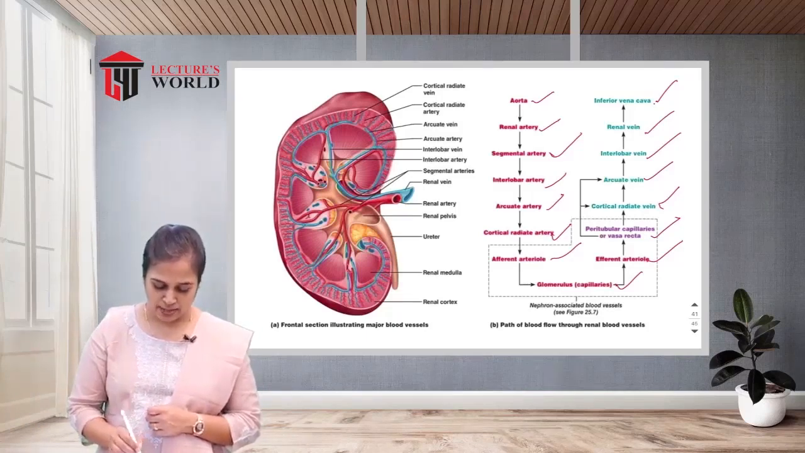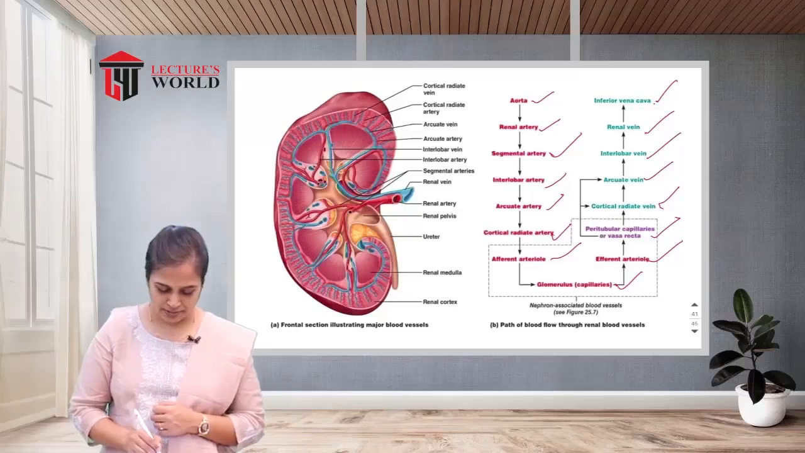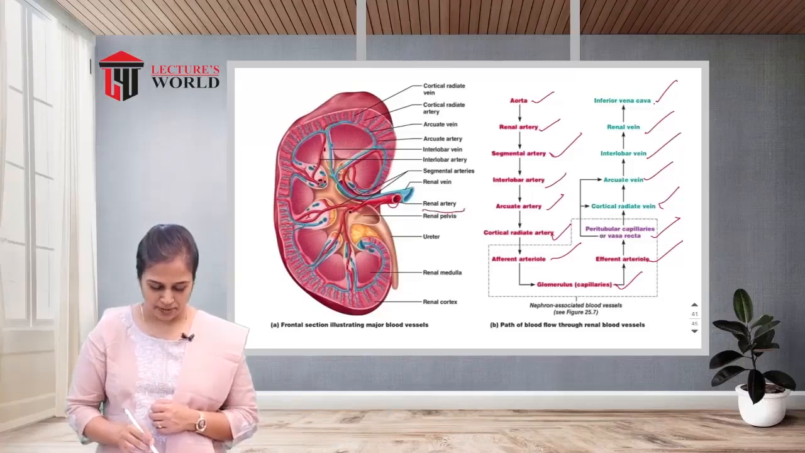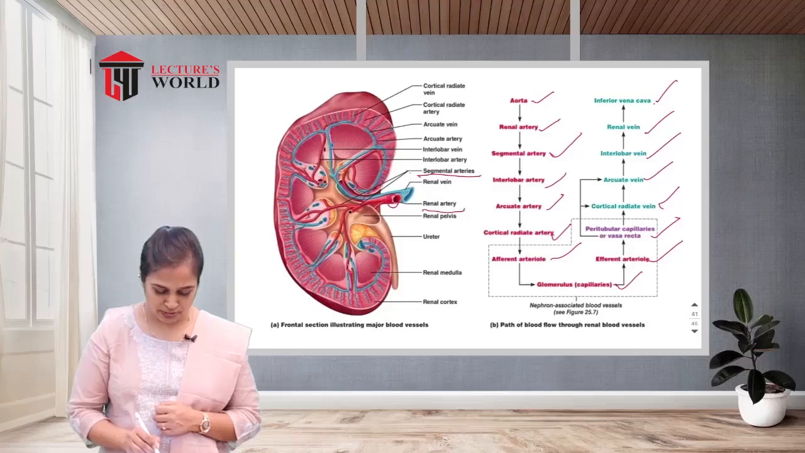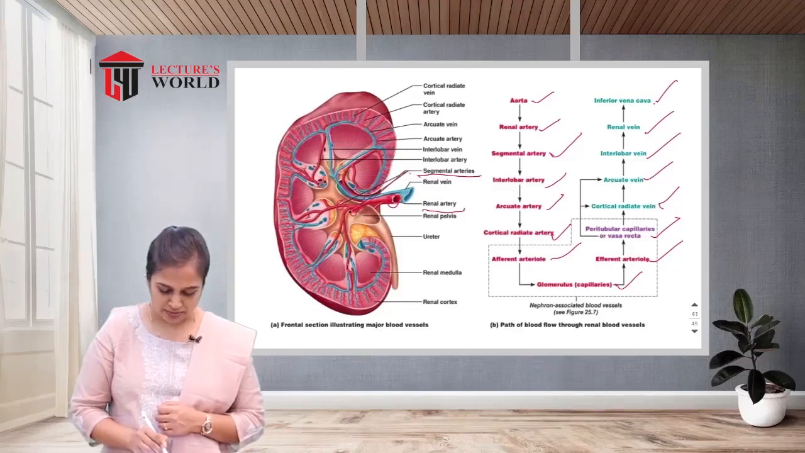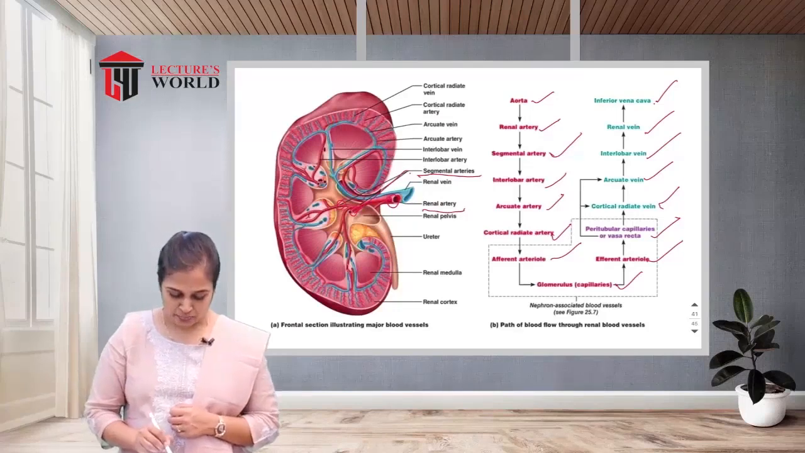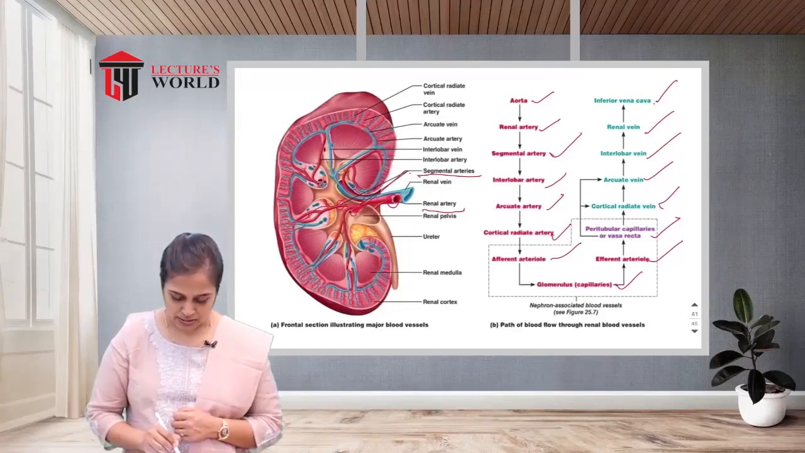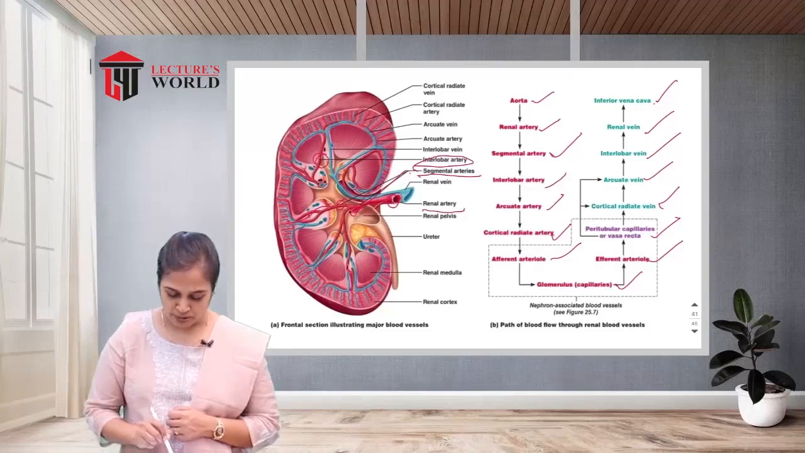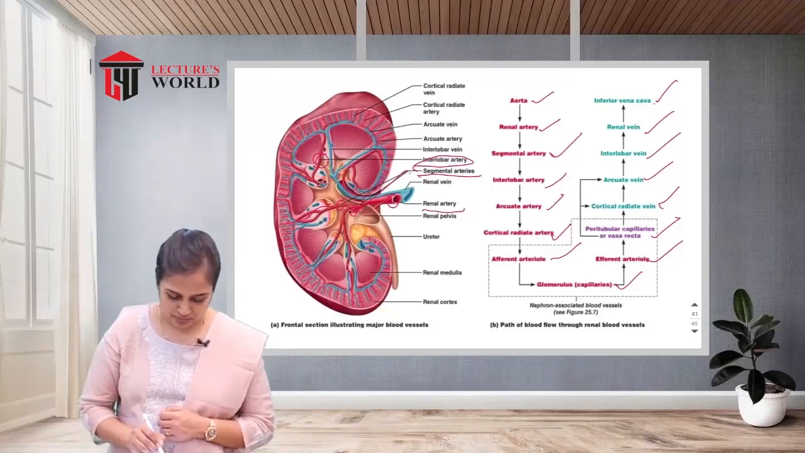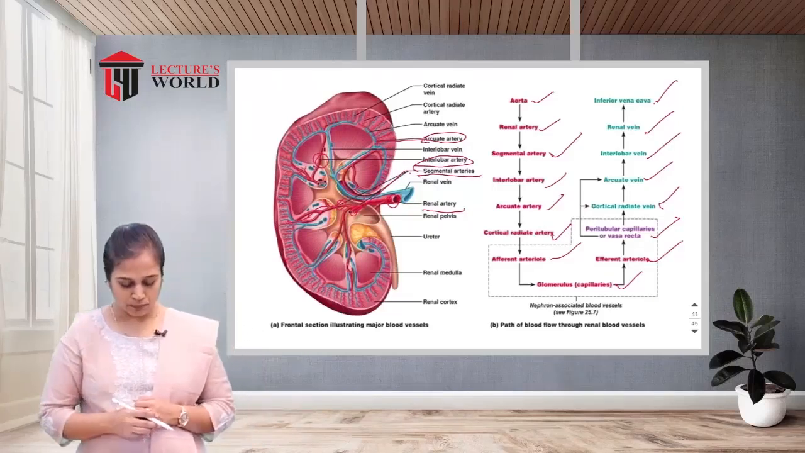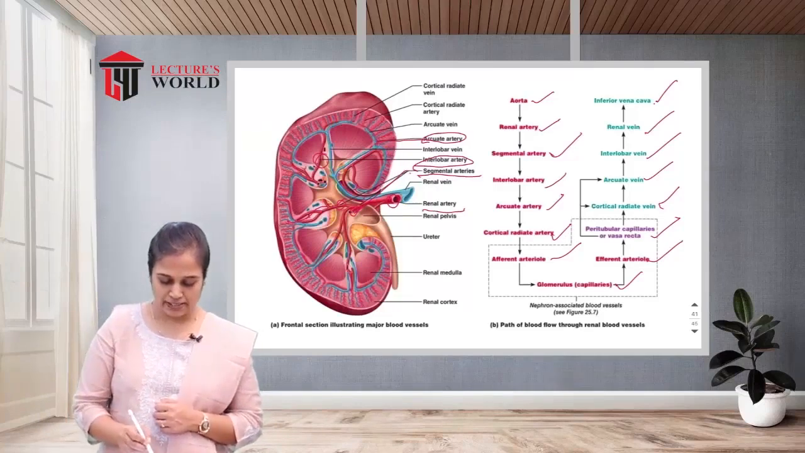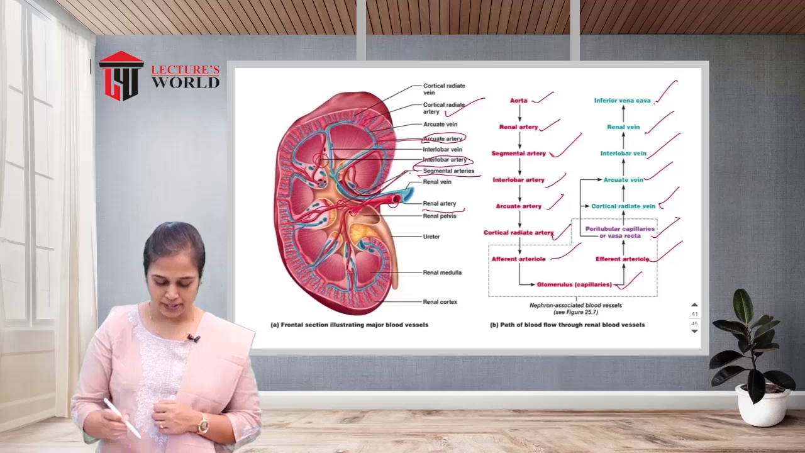So now we will see it in the image. From the aorta, the kidney receives blood through the renal artery. This is the renal artery. From the renal artery it branches and becomes the segmental arteries. You can see these are the segmental arteries. From the segmental arteries, it goes into the interlobar arteries. From the interlobar arteries, it goes into the arcuate artery, and then into the cortical radiate arteries. These are the cortical radiate arteries.